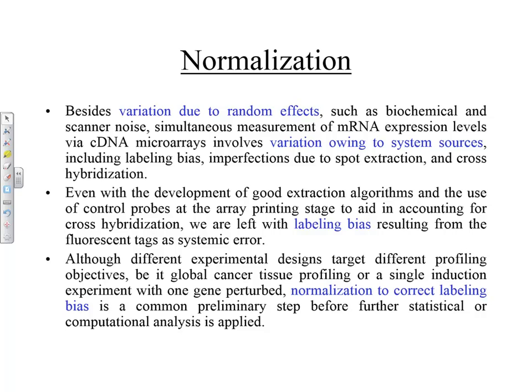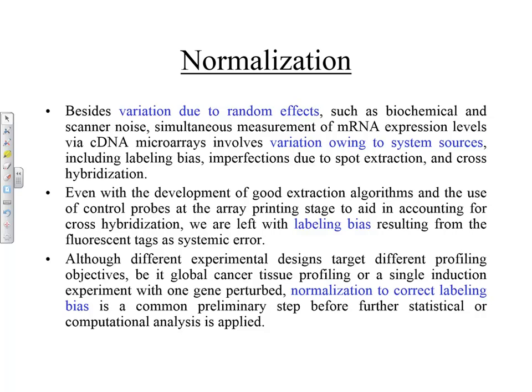Now, besides variation due to random effects, such as biochemical and scanner noise, simultaneous measurement of mRNA expression levels via cDNA microarrays involves variation owing to systemic sources, including labeling bias, right? Imperfections due to spot extraction and cross hybridization, right? There could be other sources of error, like the photomultiplier tube. The laser might have a different intensity, right? So things like that also.